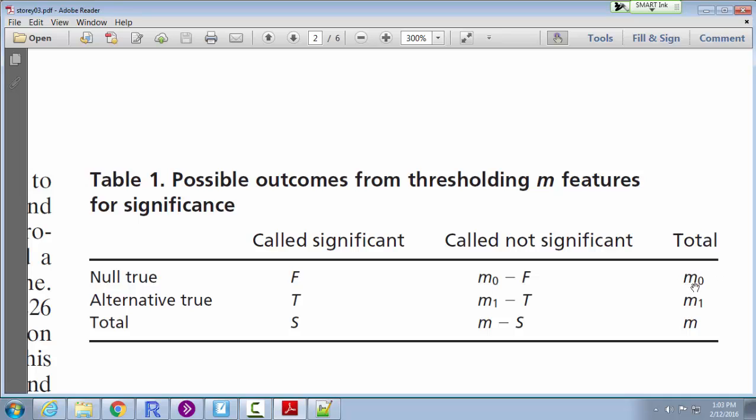And call M0 the number of features for which the null is true. So out of our M features, there's M0 uninteresting ones, but we don't know what M0 is. We do know how many we call significant. We go through and do a t-test or an f-test or a regression model and we get p-values. You pick a threshold, 0.05 or something, that tells me what S is. That's the total number out of your M features that you've selected. But we don't know these numbers and we don't know that number. Turns out we can estimate them.